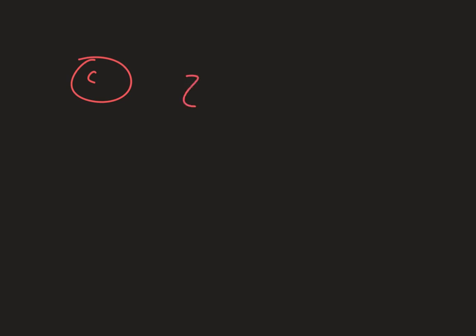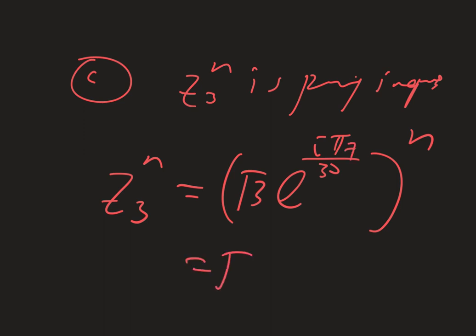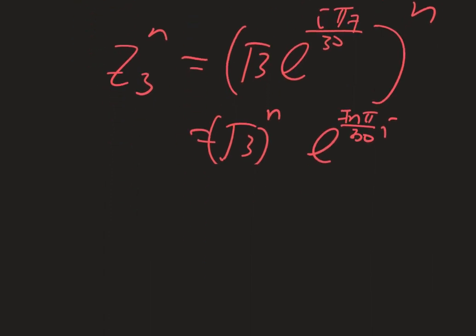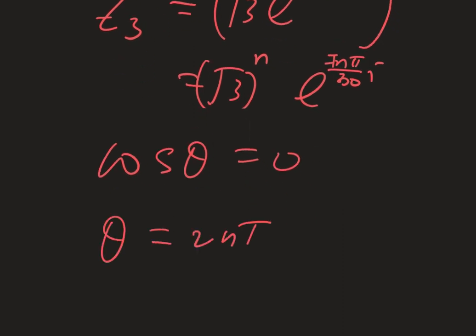They say that z3^n is purely imaginary. That means that the cosine term is 0. So how to make the cosine term 0? We need to know the De Moivre theorem. But actually, when you use the Euler form, square root 3 e^(i pi/30) times 7, which means that (square root 3)^n is e^(i n 7 pi/30). So in order for cosine theta to be 0, theta has to be 2n pi plus and minus pi over 2, correct?